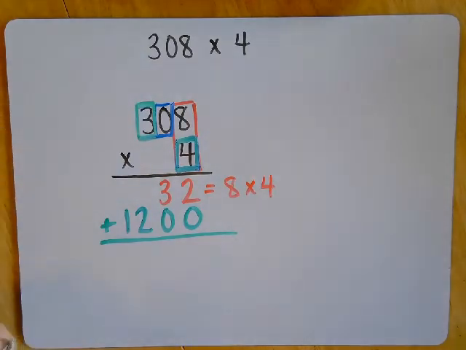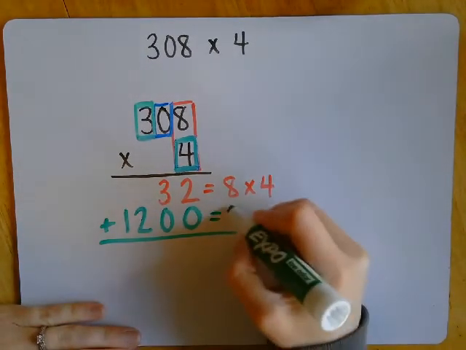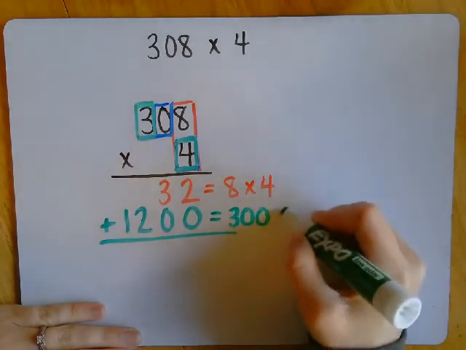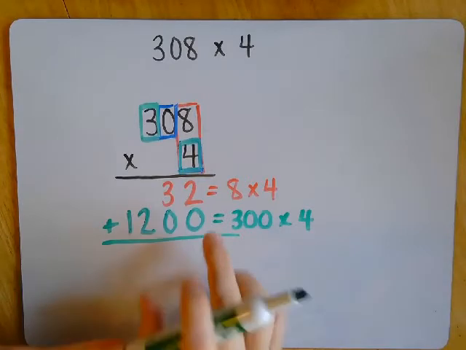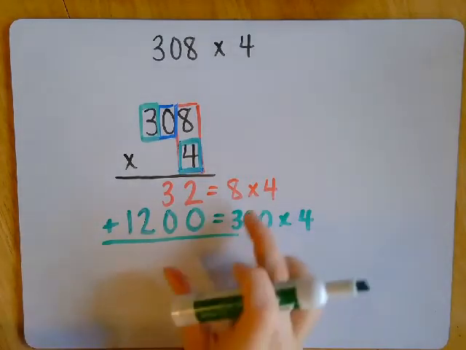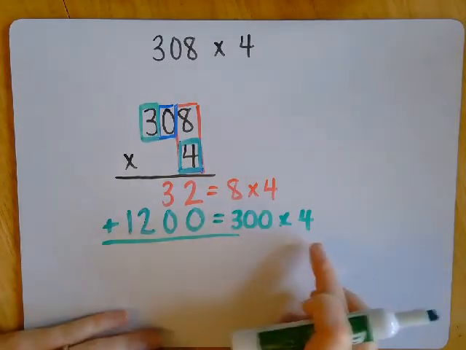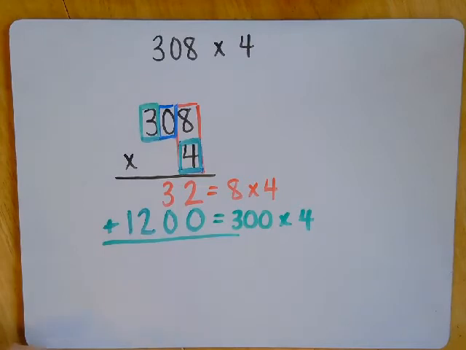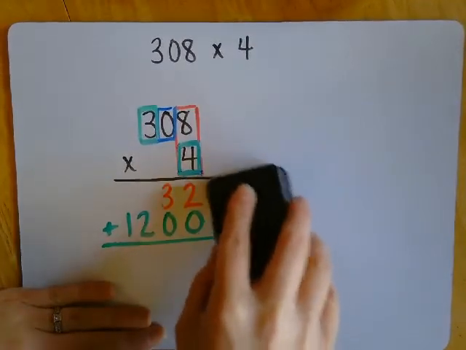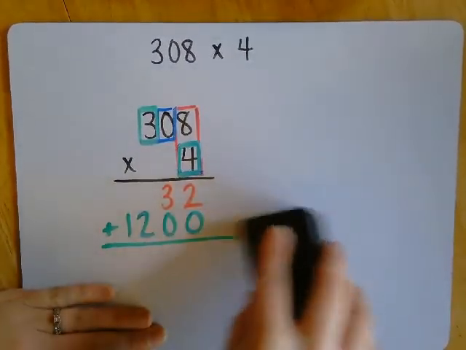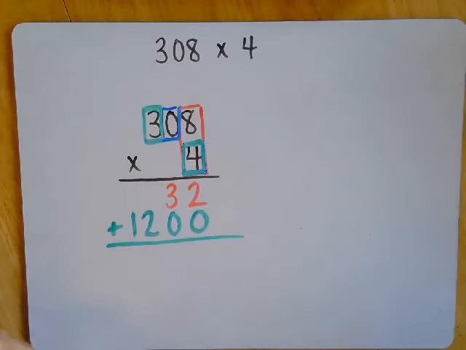And then lastly, I moved to the hundreds place and multiplied 300 times 4. So those are my partial products. I have 8 times 4 and I have 300 times 4, and now I need to add those together. Again, just so I don't confuse myself, I'm just going to erase this, but you can always go back and look to see where those numbers came from.